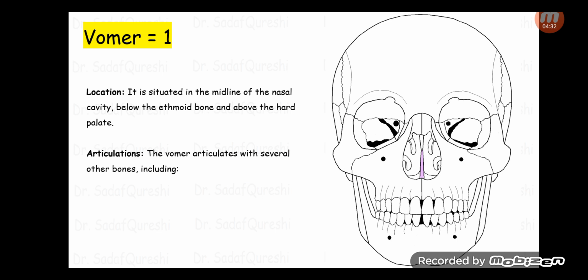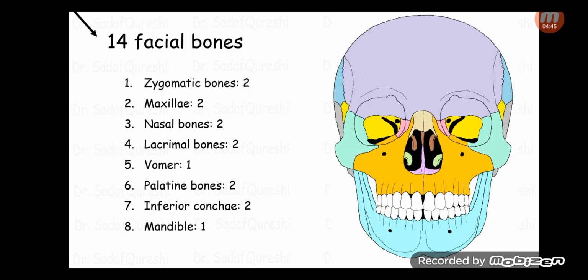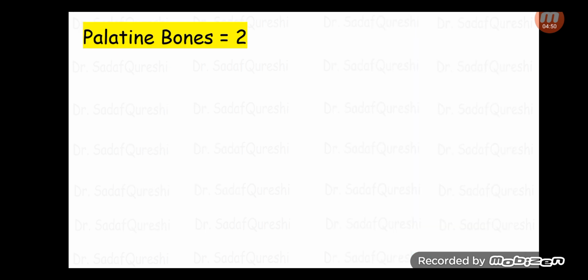Talking about its articulation, the vomer articulates with several other bones, including sphenoid bone at the upper posterior part, ethmoid bone at the upper anterior part, and it articulates with the palatine bone and maxilla at the lower part, forming part of hard palate.